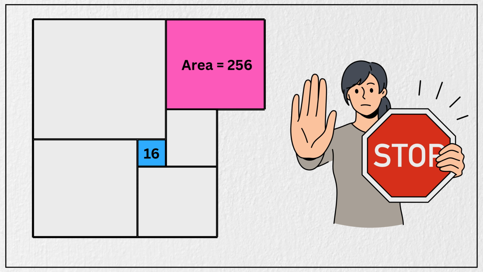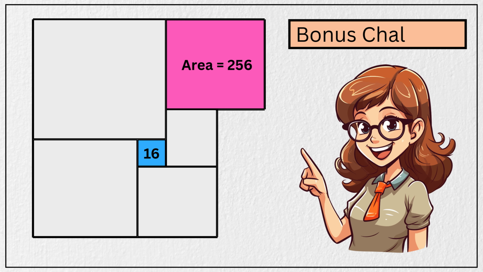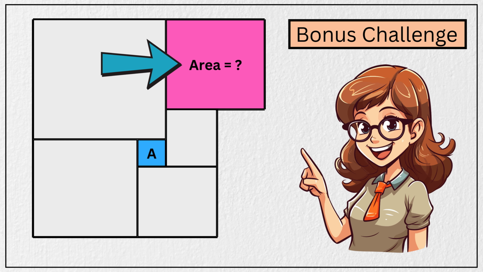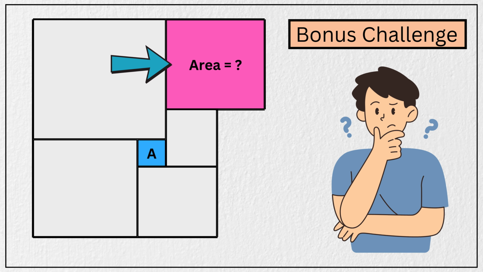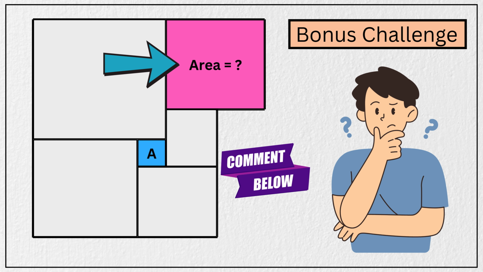But wait, before you go, I have one bonus challenge for you. Can you find the area of this pink square in terms of a variable z instead of a specific number? Think it through and share your answer in the comments below. Let us see who can figure it out.